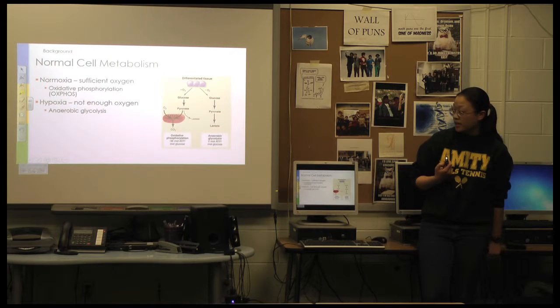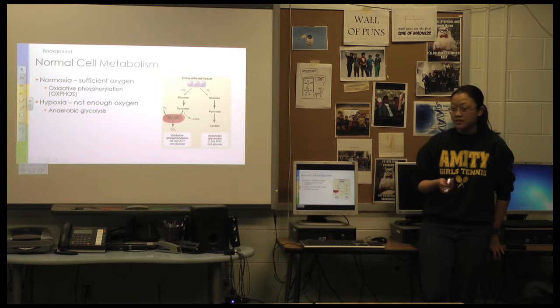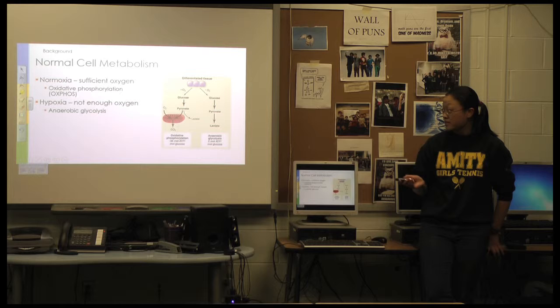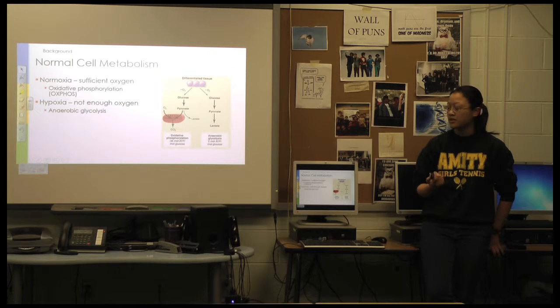And it's really efficient, but in conditions where there's not enough oxygen, which is called hypoxia, they'll go through anaerobic glycolysis, which is right here, and as you can see, it produces only around 2 ATP, so it's really inefficient, and it also produces an acid called lactate.